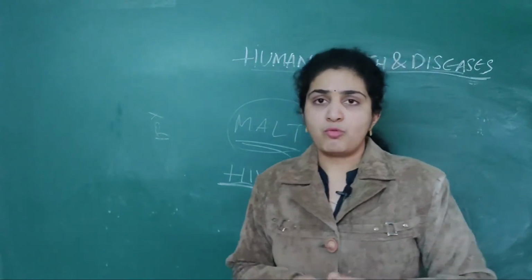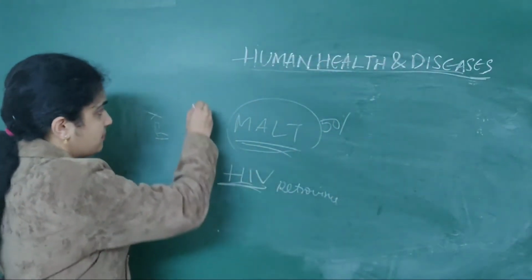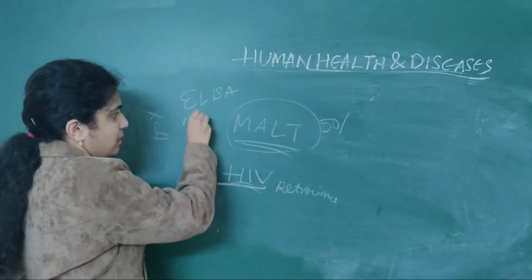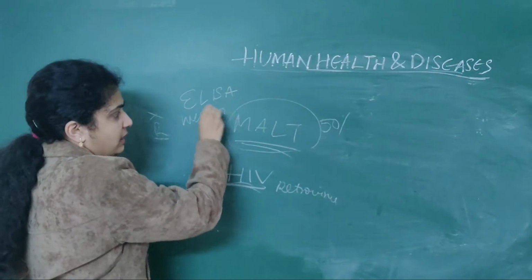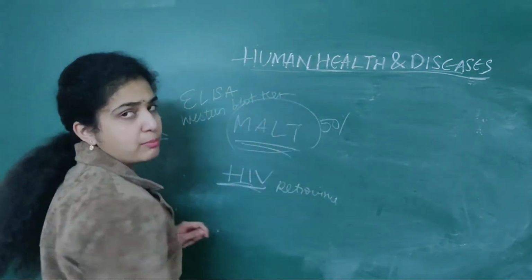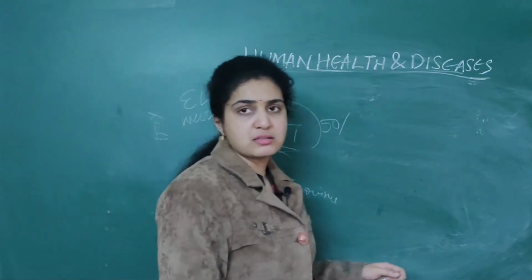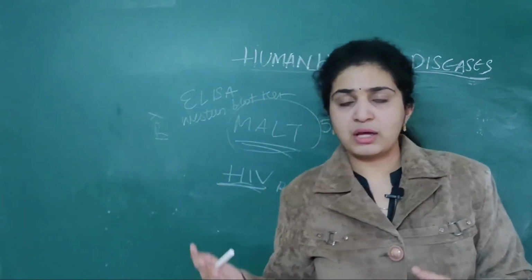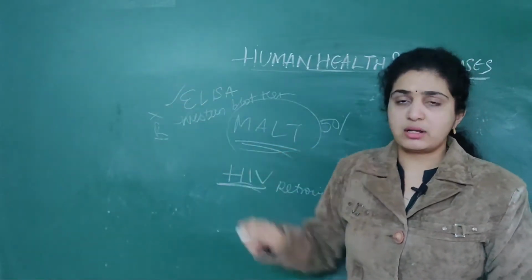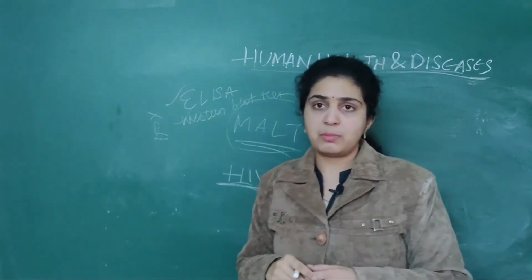And what are the tests you perform to detect AIDS? ELISA as well as Western blot test. Important NEET question: ELISA is the test which is performed to detect what type of viruses, like RNA virus, and it is nothing but HIV. ELISA, Western blot test. Important to be remembered.